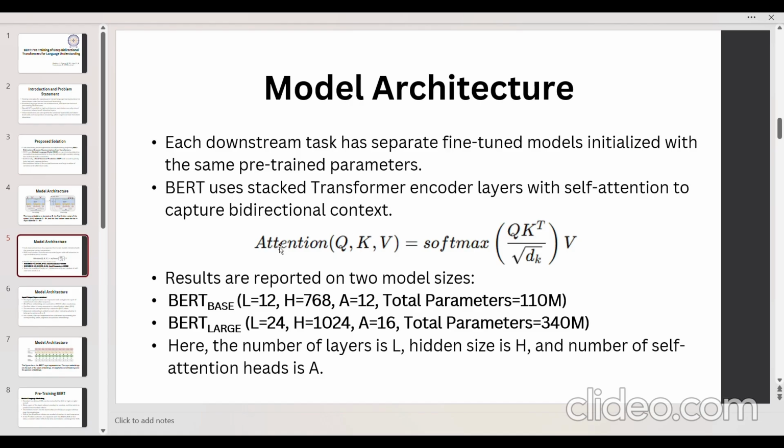The attention is calculated as the softmax function of the product of the query and transpose of the key matrices, divided by the square root of the dimensionality of the key matrix, and multiplied by the value. The results are reported on two model sizes in this paper, which are BERT base and BERT large. Here in BERT base, the number of layers is 12 and in BERT large it's 24. The hidden layer size is 768 and 1024 for the two models, and the number of self-attention heads is 12 and 16. And there's a significant difference in the number of parameters for both the models.